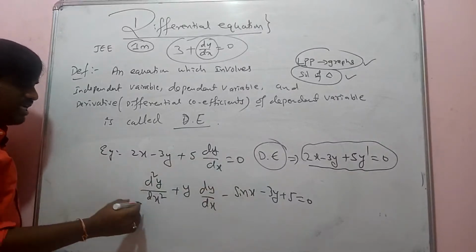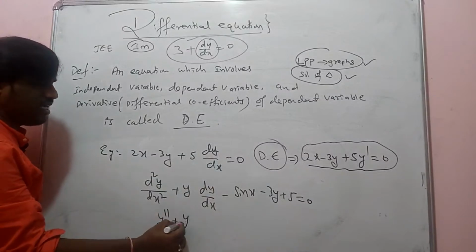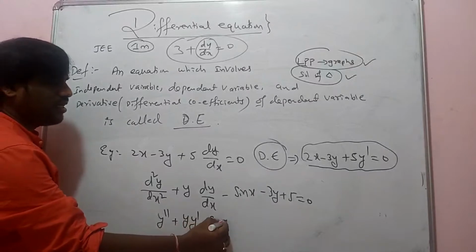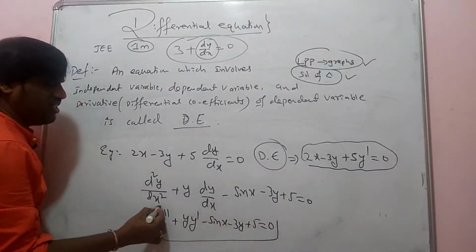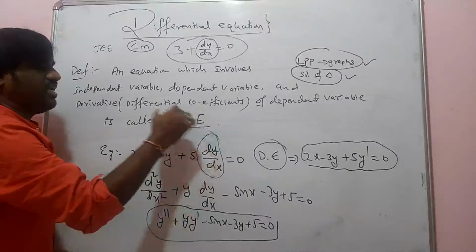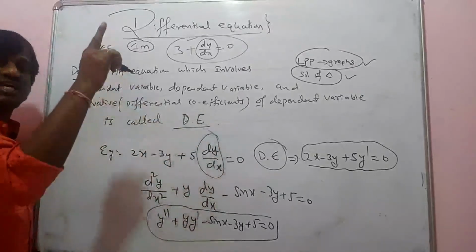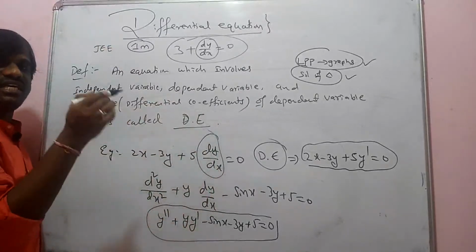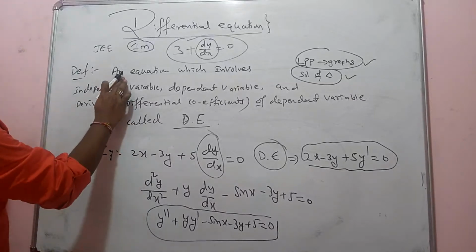d2y can be written in what other way? y double dash plus y into y dash minus sin x minus 3y plus 5 is equal to 0. This is called a differential equation. Why is it called a differential equation? It involves dy by dx. An equation which involves dy by dx with a natural power is called a differential equation. This is what we say.